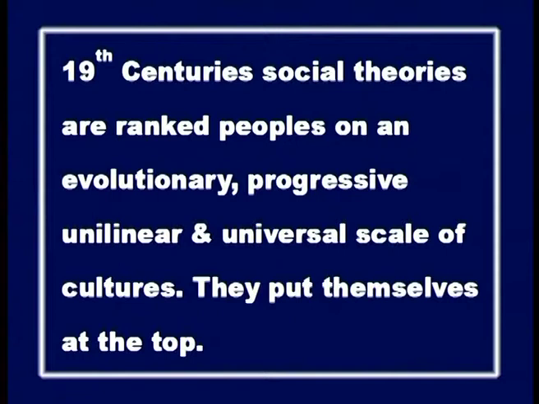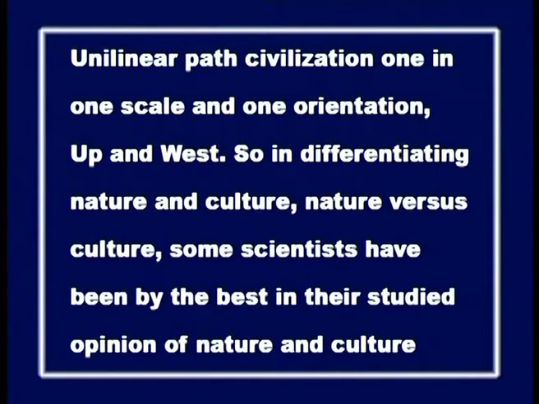19th century social theorists ranked peoples on an evolutionary, progressive, unilinear, and universal scale of cultures. They put themselves at the top. A unilinear path for civilization is only one scale and one orientation, up and west. So, in differentiating nature and culture, some scientists have been biased in their studied opinion of nature and culture.